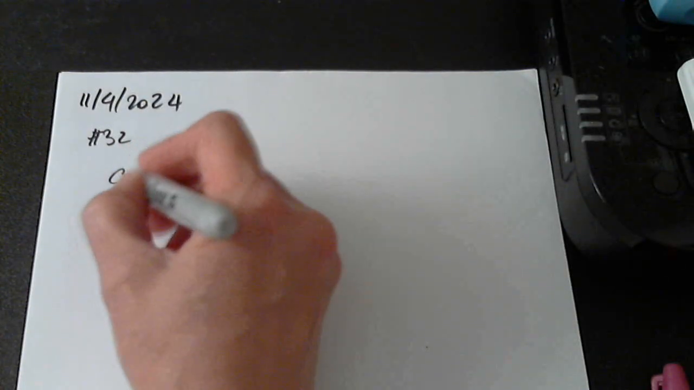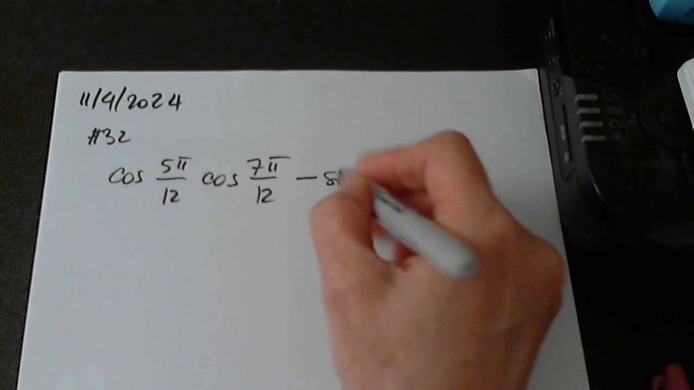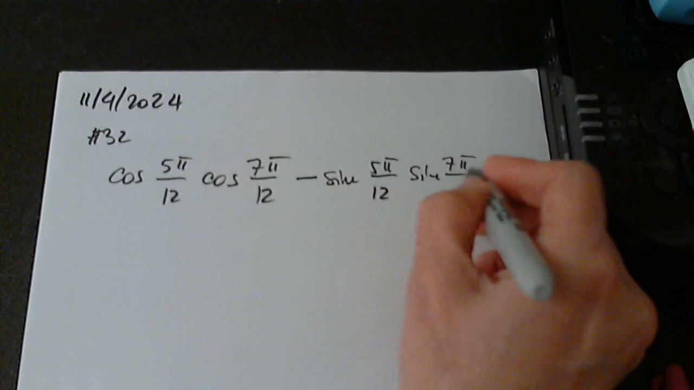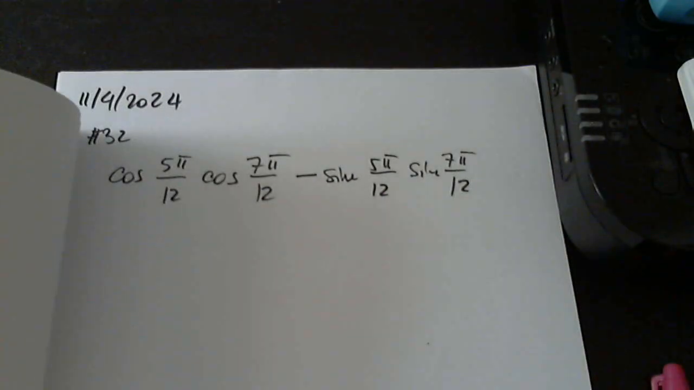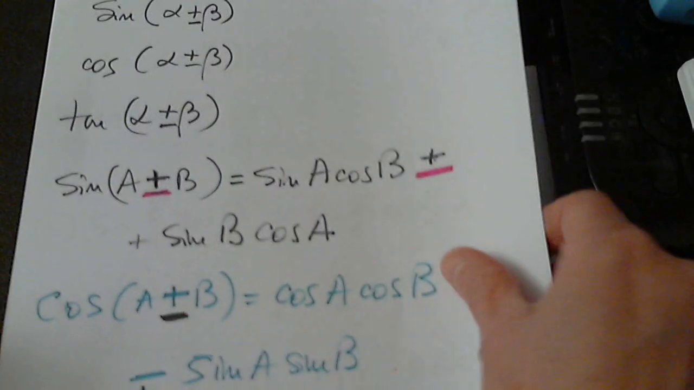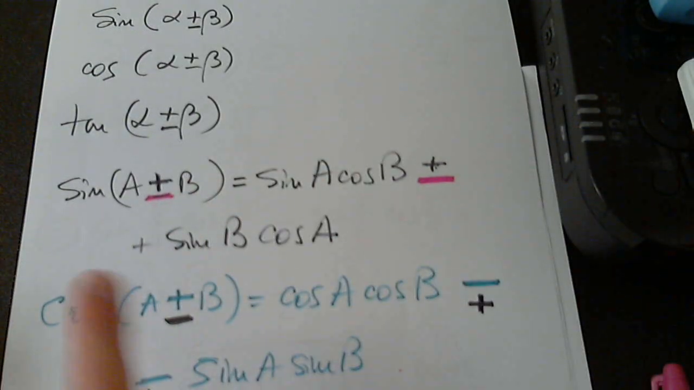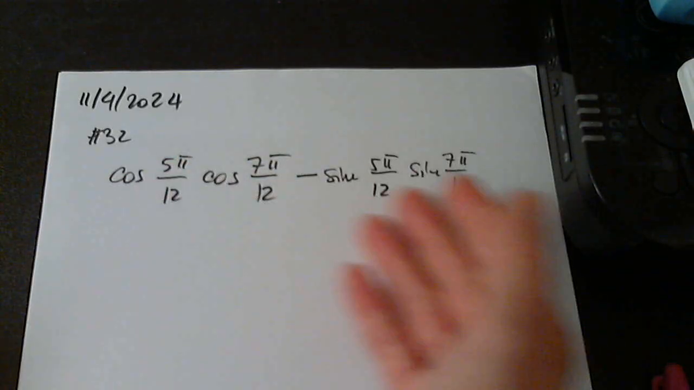In 32, we are given cosine 5 pi over 12 times cosine 7 pi over 12, but minus sine 5 pi over 12 and sine 7 pi over 12. Okay, so I'm getting my papers from the recycling bin for a minute. So please remember, these are the formulas or the identities that we are working with: sine of a sum or difference, cosine sum or difference, tangent sum or difference. Does this resemble any of those?